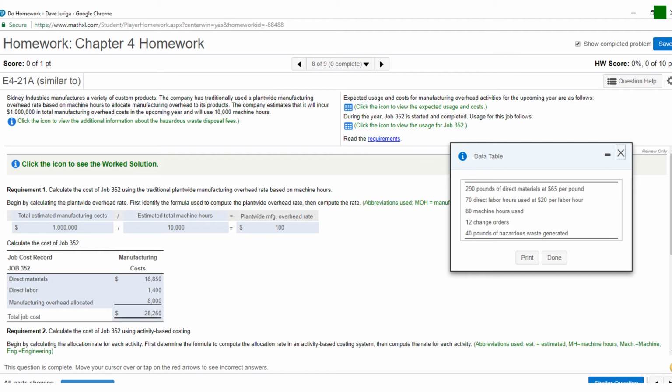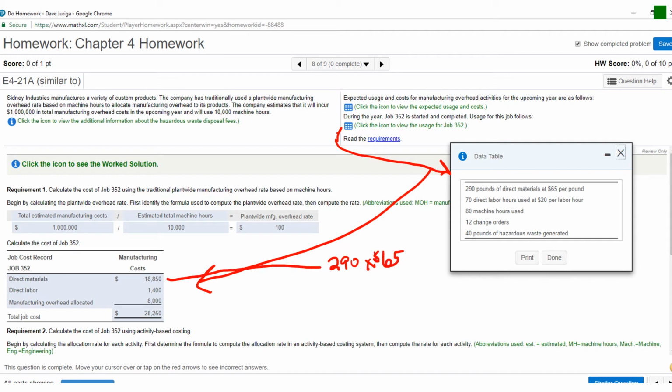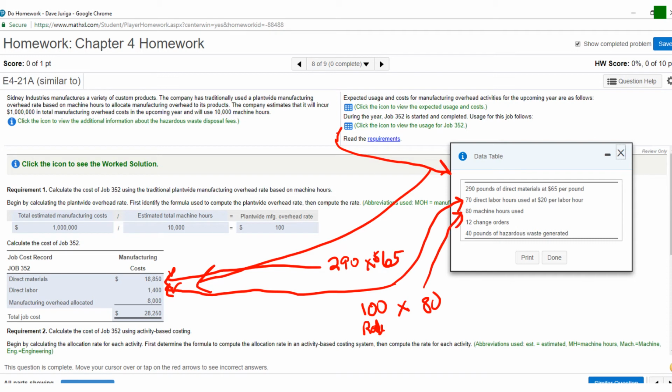Okay, so I went ahead and clicked on the second icon because that's going to give you all the data to answer this part of the problem. To get product cost number 1, if you've got 290 pounds of direct material, you multiply that by $65 per pound. To get the direct labor, it's 70 direct labor hours times 20, which gives you the 1,400, so that's the second one. Then to get the allocated overhead, it's the rate, which is $100, multiplied by the number of machine hours, which is 80. They give you that right there. That gives you $8,000. You add all that up, and that'll be $28,250.